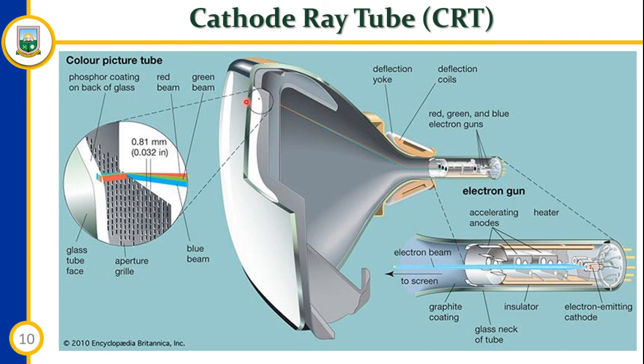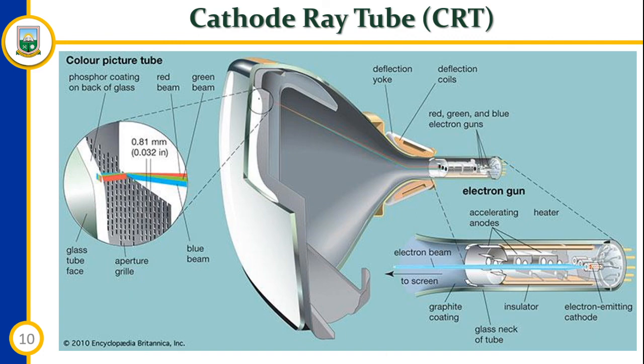And finally, at the phosphorus coated screen, the inside front surface of the CRT is coated with phosphorus. So the phosphorus glows when a high energy electron beam hits it. As I told you, the beam comes in these three colors, RGB. Phosphorescence is the term used to characterize the light given off by the phosphorus after it has been exposed to the electron beam.